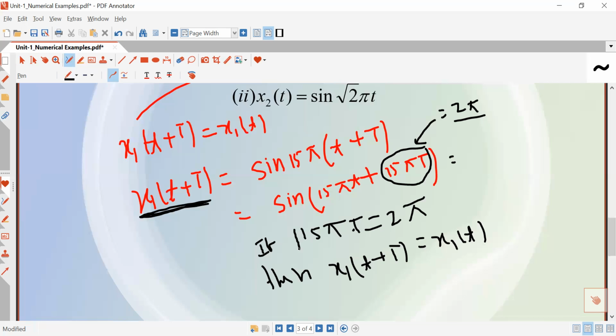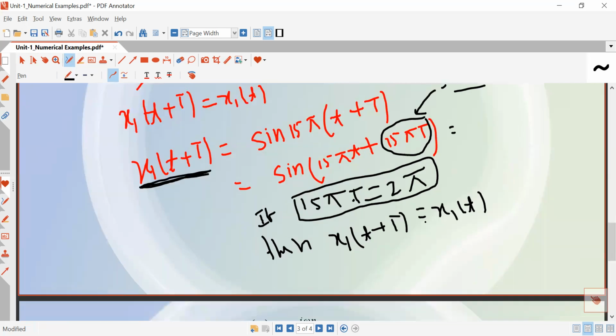So this is the condition under which you can say the signal x1(t) is a periodic signal, and from this expression you can determine its fundamental time period. Its fundamental time period will be 2 pi by 15 pi, or 2 by 15 second.